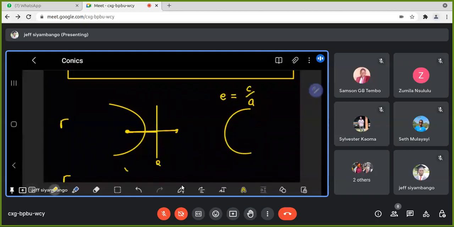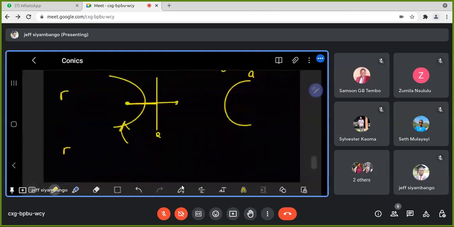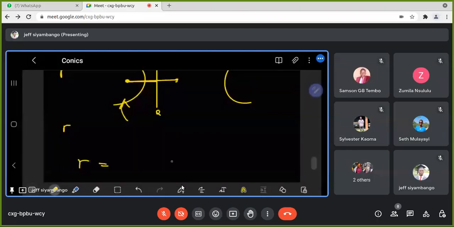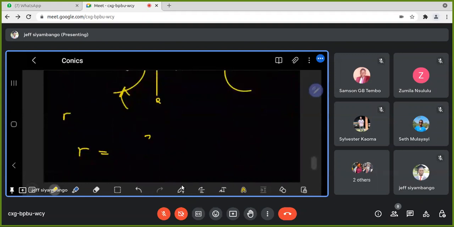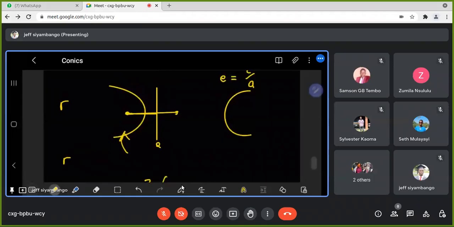Now, since this is the one that I've gone for, I can easily now just write r equals my e. For e, what do I have? It's 3 over 2. And then I have k. k is the distance from the focus to where the directrix is.